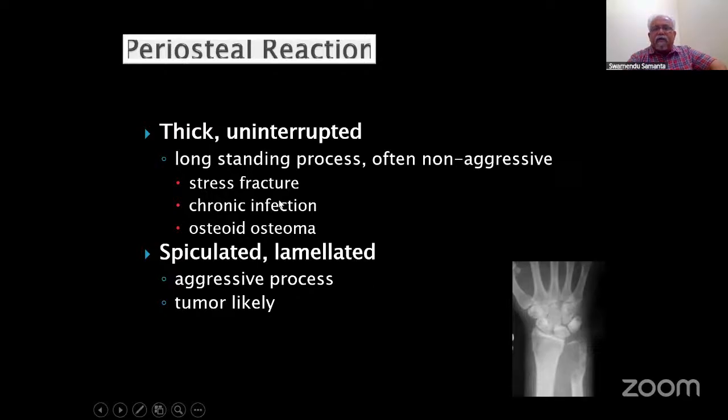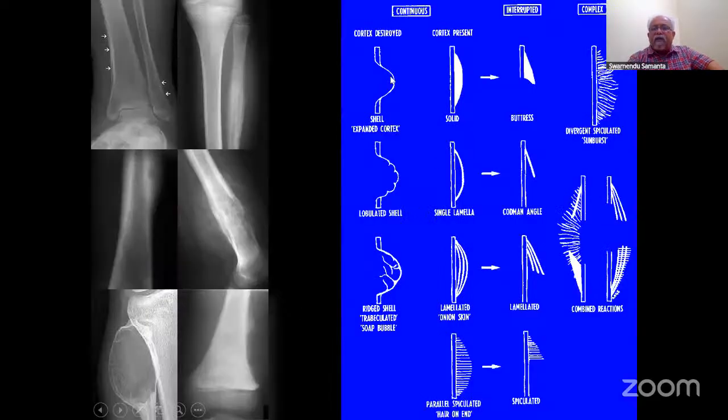So a long-standing process is often non-aggressive. It can be a stress fracture, chronic infection, or an osteoid osteoma. And if there is a spiculated or laminated appearance, that means it is an aggressive tumor. So these are the different varieties of what the periosteum has done to it.